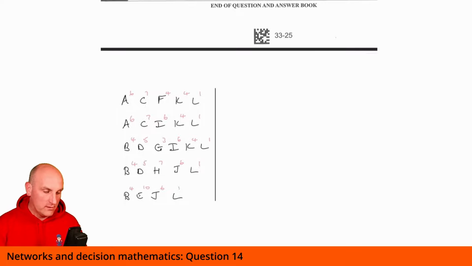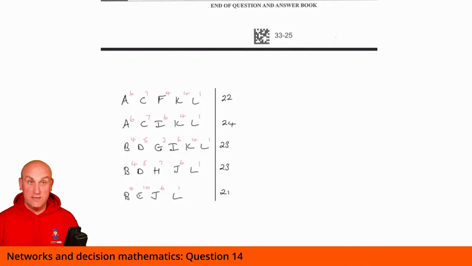Then what I would normally do is write down all of the numbers on them, which would be 6, 7, 4, 4, 1, 6, 7. These are just the duration times. 4, 1, 4, 5, 3, 6, 4, 1, 4, 5, 7, 6, 1, 4, 10, 6, and 1. That took some time. The reason is because I want to see how long each of those paths take. So I normally draw a straight line here, and that gave me 22, 24, 23, 23, and 21. Are we ready?